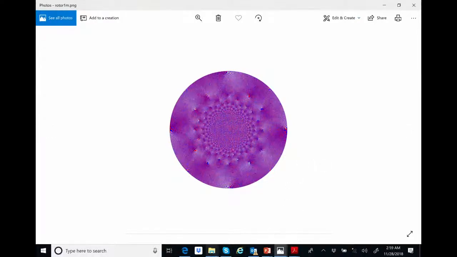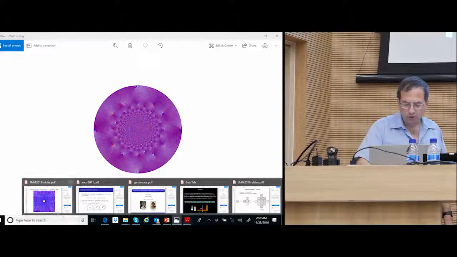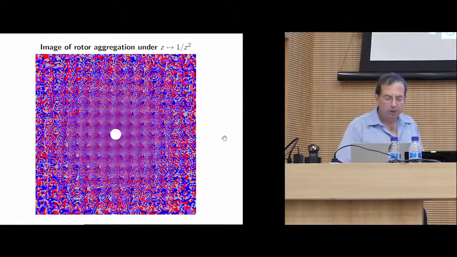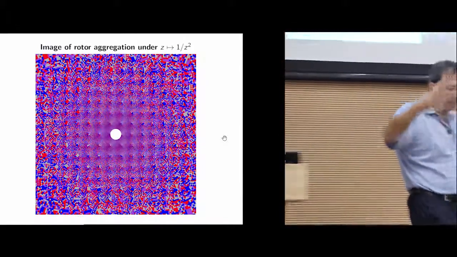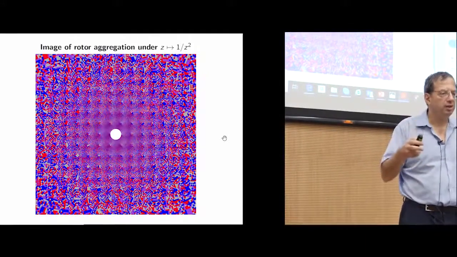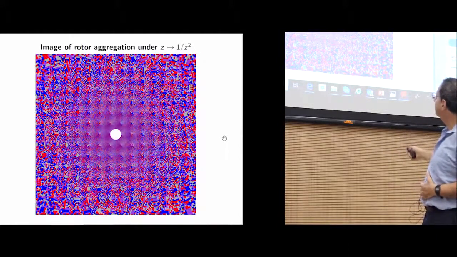This pattern is not completely understood, but there is some understanding due to work of Ostojic, and let me get to that. So what do you see here? This is the pattern that you saw before from the rotor, but we apply to it a transformation. The transformation is z goes to 1 over z squared. That's kind of a reflection in the circle and squaring. And this will map the strange pattern we saw before inside the disk of the rotor into something which looks like a lattice pattern.